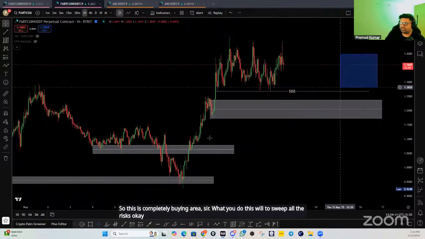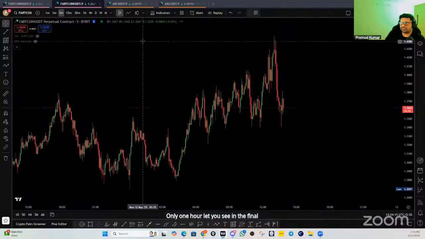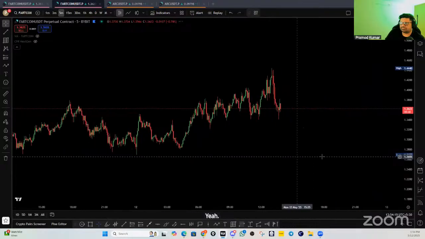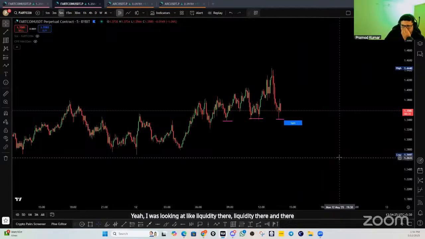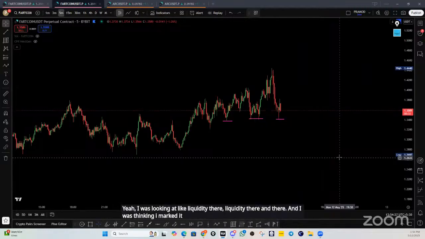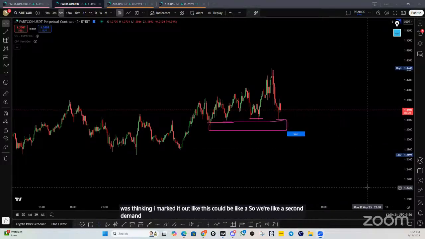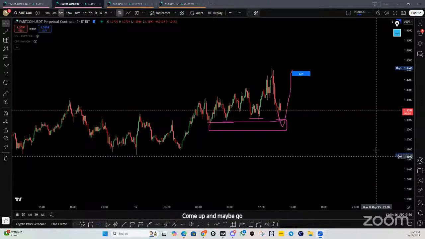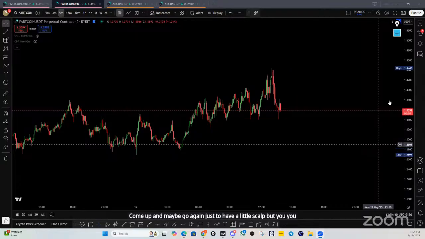On the 1 hour, let me see in the 5 minutes. Yeah, I was looking at liquidity there, liquidity there, and I was thinking I marked it out like this could be a sort of second demand zone. Clear all this out, come up, and maybe go again just to have a little scout. But you think it's too risky? Yes, it can be risky.